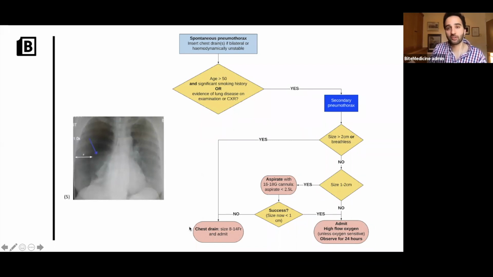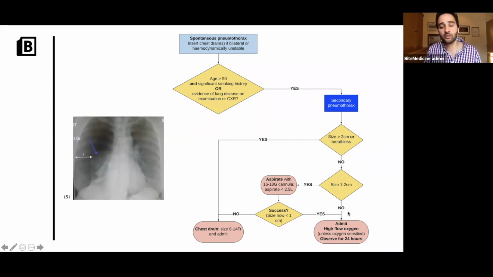This is one of the most important differences here: the take-home message from a secondary pneumothorax is you are always going to admit the patient. You will never send this patient home immediately. So either they're going to need a chest drain straight away, if they're breathless or it's a large pneumothorax, or the next question is, exactly how big is the pneumothorax on the chest x-ray? If it's between 1 to 2 centimeters, we're going to aspirate, just like we aspirated with the primary pneumothorax. We're then going to reassess. If it's not successful, pop a chest drain in.